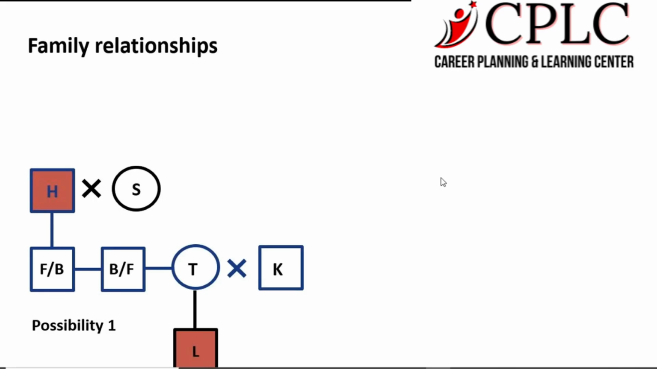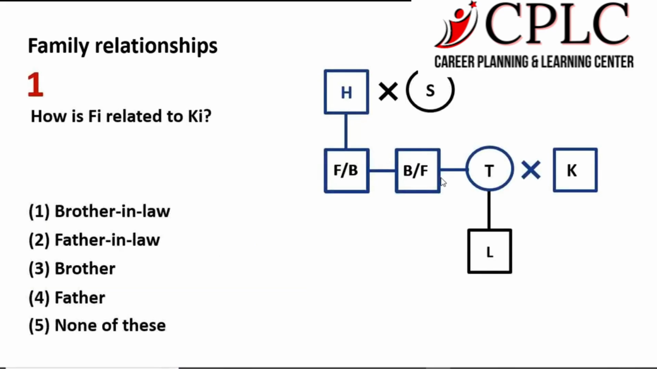Now, as usual, let's have a look at the questions based on this. The first question we are supposed to answer is: how is F related to K? If you look at the final diagram, whoever F is, the answer has to be brother-in-law, because both are male and both are brothers only. So F is related to K as brother-in-law.